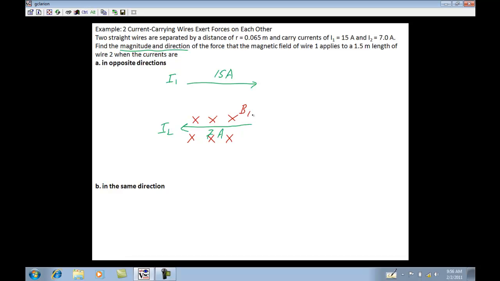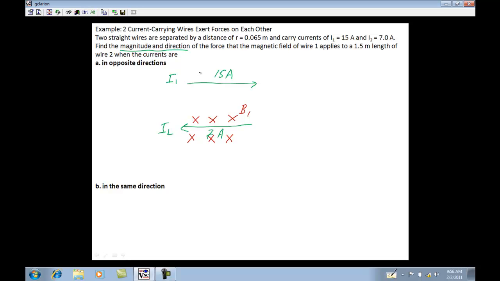You only need to find one of the magnetic fields. Yeah, but we're going to look at how they affect each other, or how the forces affect each other. Now, I2 is going to produce a magnetic field up at I1. What direction is I2's current going to produce the magnetic field? Into the paper.